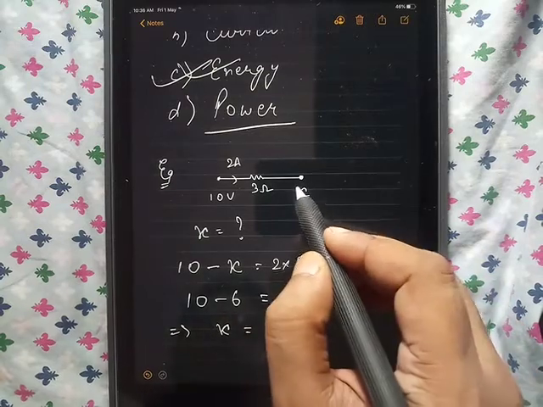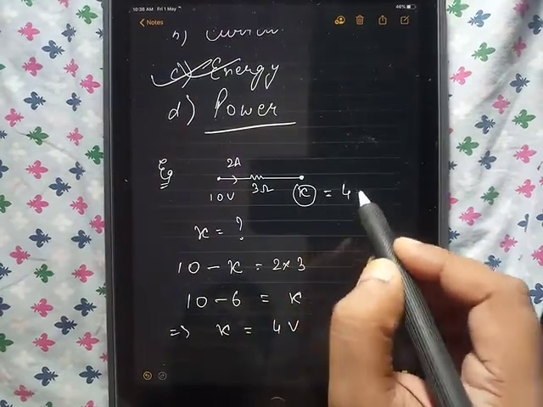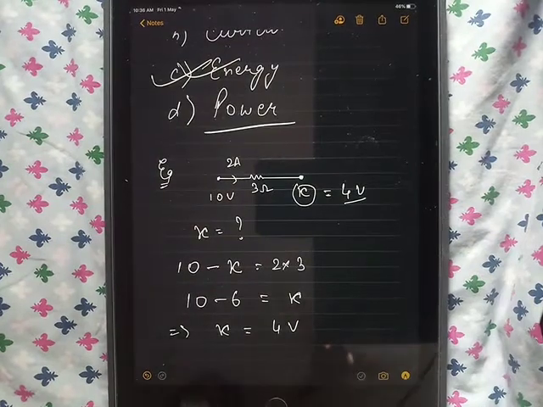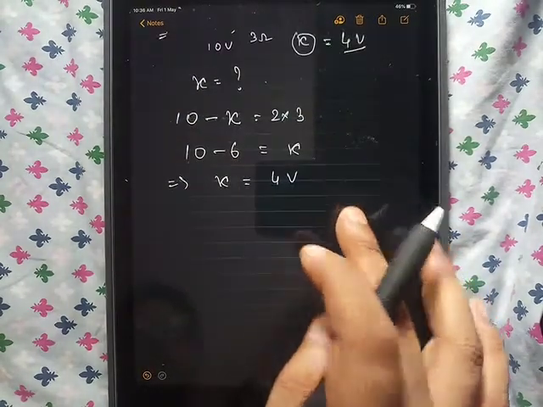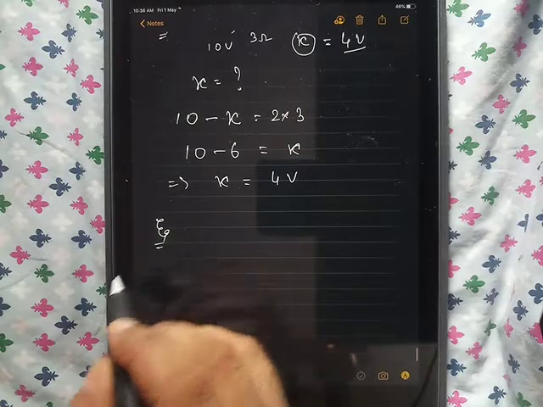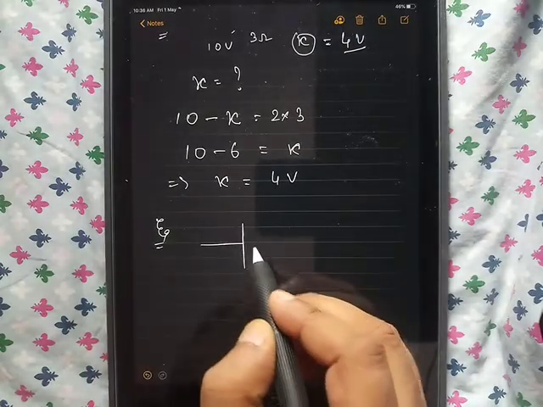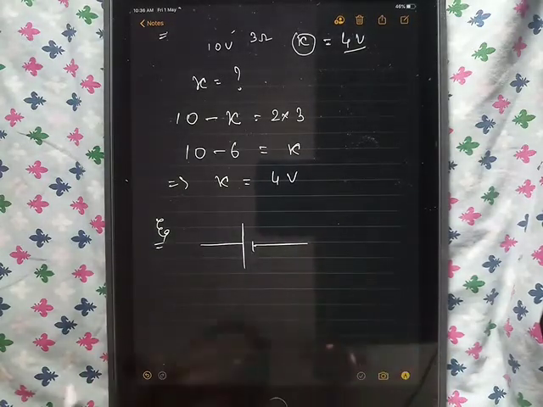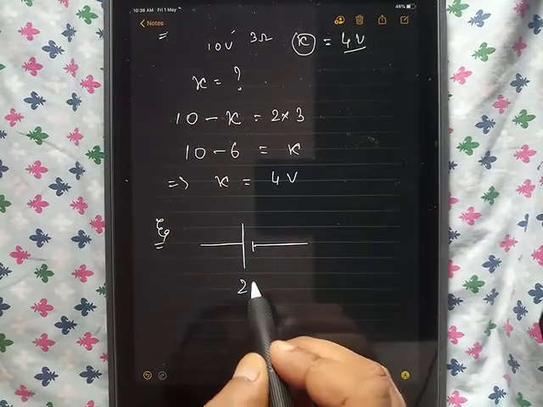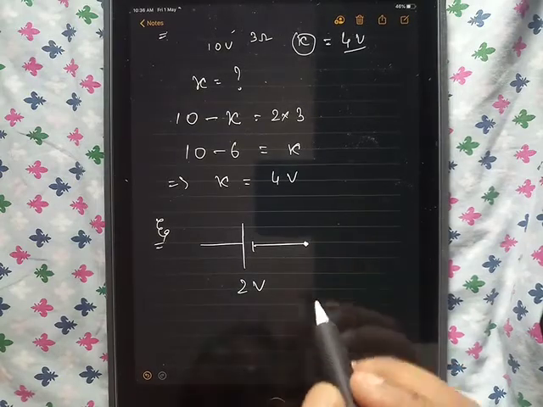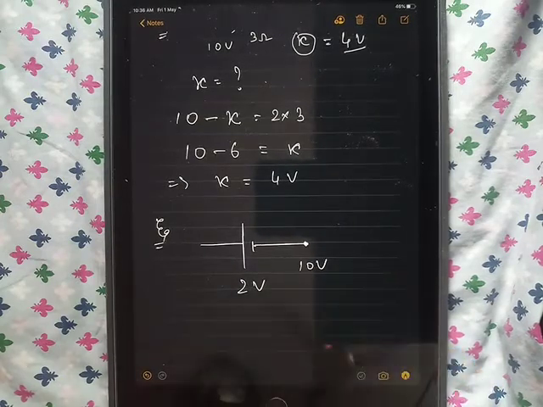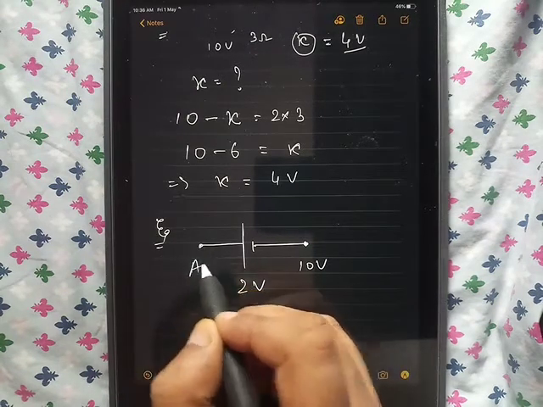So at this point the potential will be 4 volt. This is the basic application of Ohm's law. We can apply this format to cell also. Let this be 2 volt. Suppose we considered it here 10 volt. What will be the potential at point A?